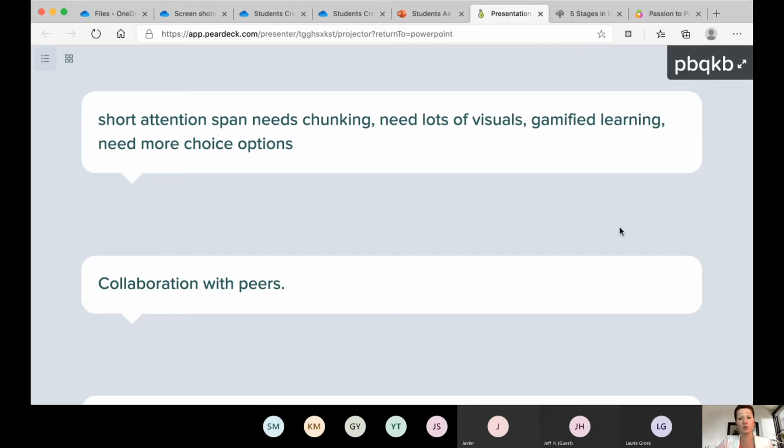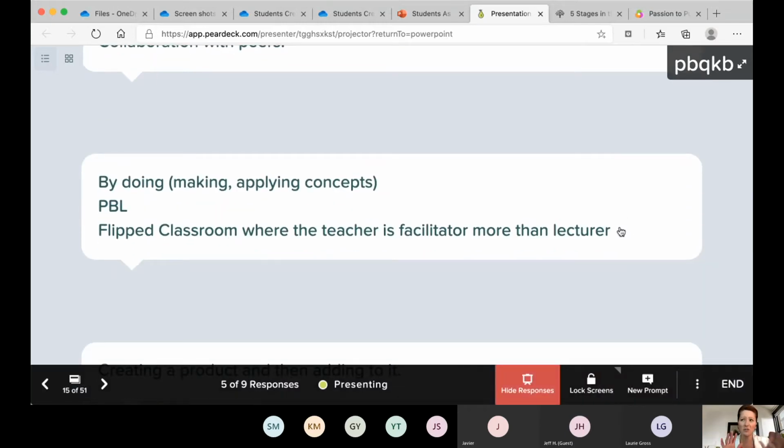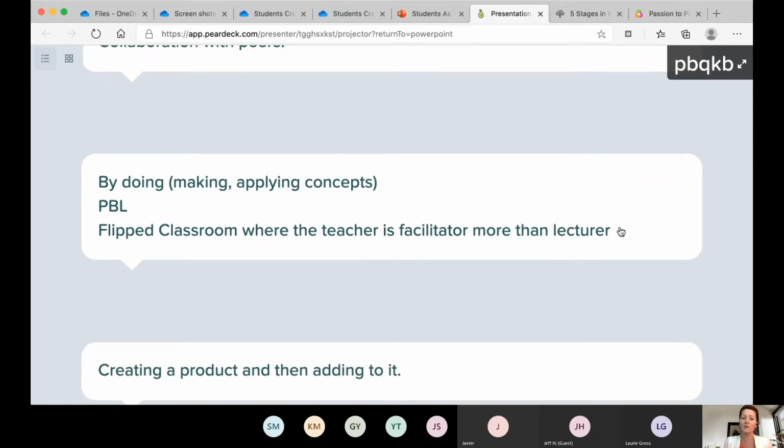Yeah, they are very social right now. Many kids want to work in groups, but there's still a few kids that say, I want to have my own think time too. Yes, the project-based learning approach, I think moving forward is really important, and design thinking process and even the engineering design process is really important. Flipped classrooms where the teacher is the facilitator more than the lecturer, that's absolutely true.